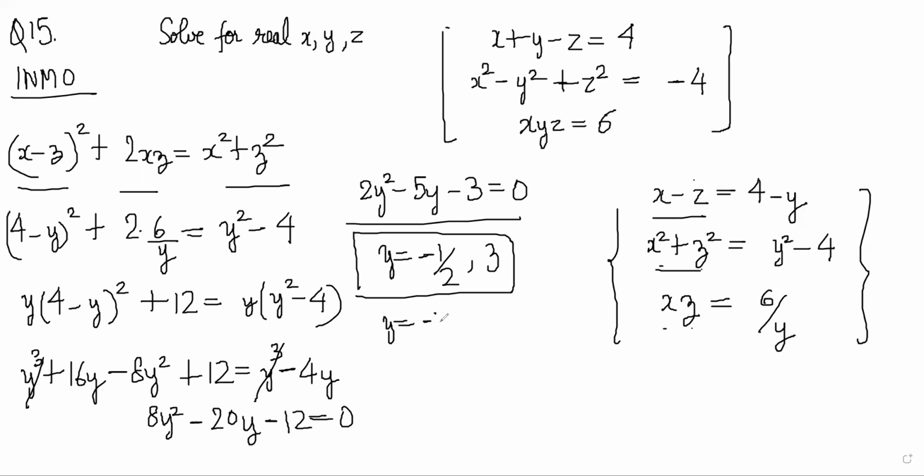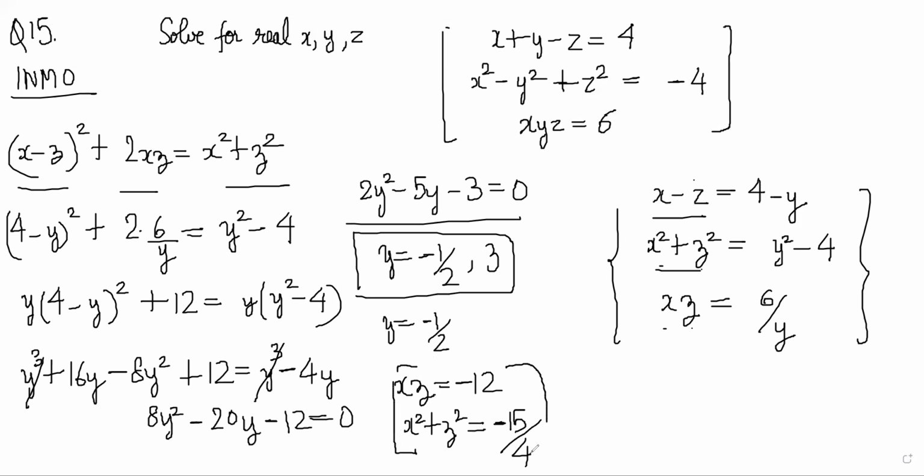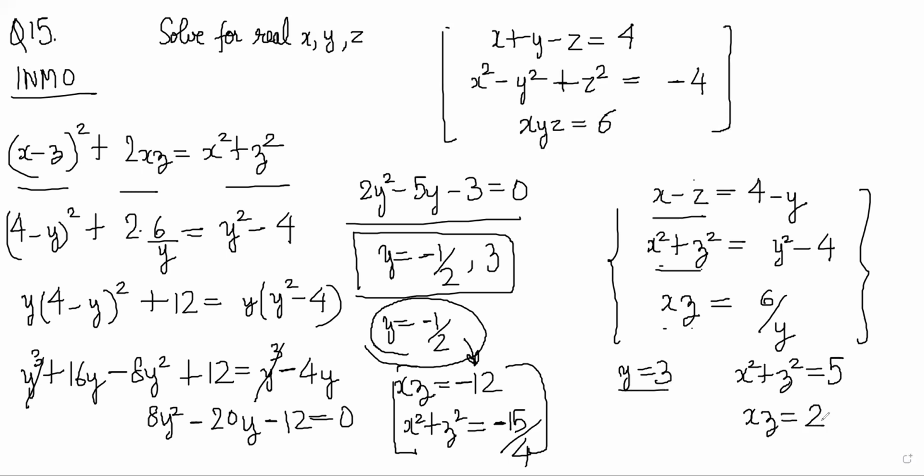If y is equal to minus half, then xz is coming out to be 6 by minus half, so minus 12, but x square plus z square is coming out to be 1 by 4 minus 4, right? So negative 15 by 4, which is not possible for real numbers. So if I take y as minus half, then I'm not able to solve in real numbers, right? So I'll take y is equal to 3, and that will give me x square plus z square is equal to 9 minus 4, 5, and xz is equal to 6 by 3, which is 2, right?